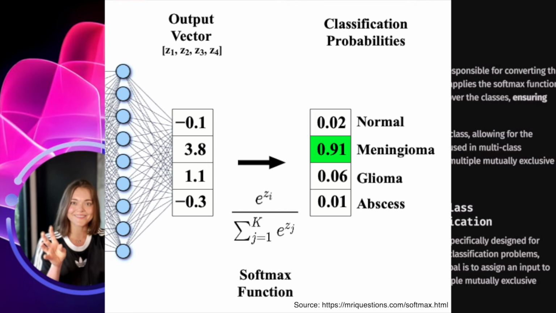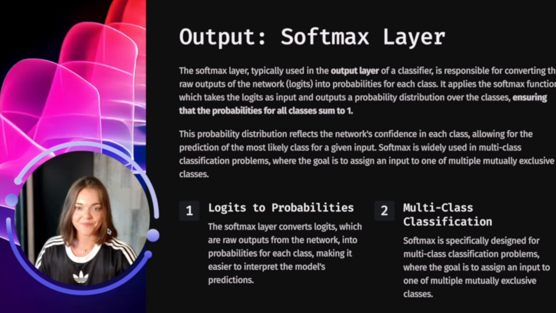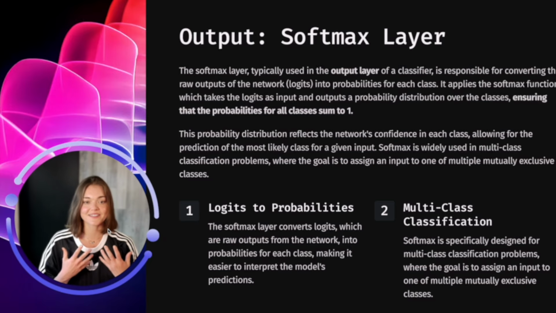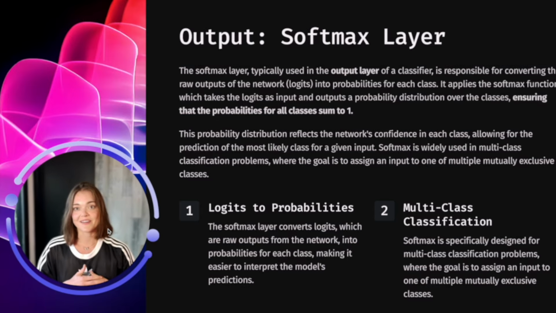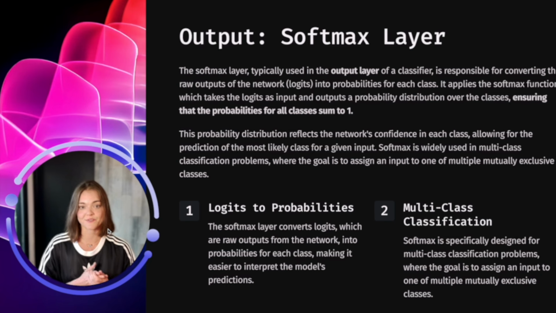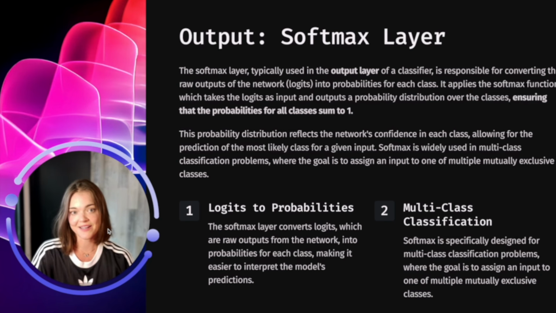Here's an example I found online, classifying an MRI into brain tumor classification. It takes the logits on the left, passes them through the softmax function, and then outputs probabilities for the various classes because they all sum to 1. So all of the classes will add to 1 after it goes through the softmax layer. The probability reflects the network's confidence in each class. So what you tend to do is just take the class with the highest probability, and this is for a classification task. Softmax tends to be used in multi-class classification problems.